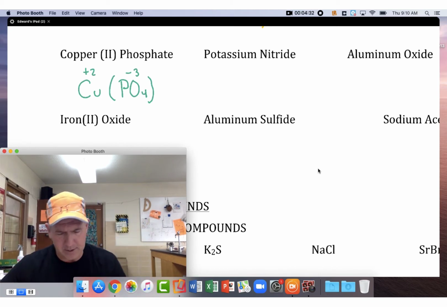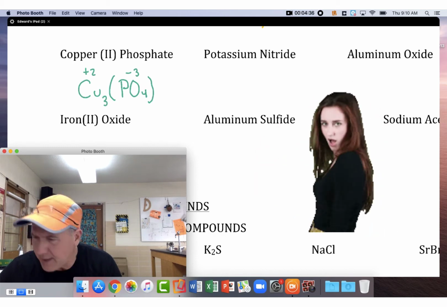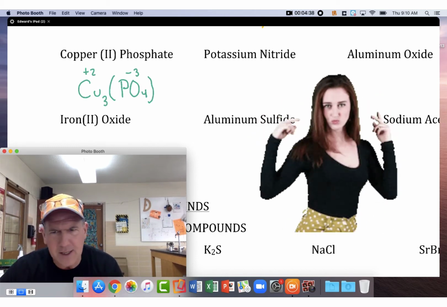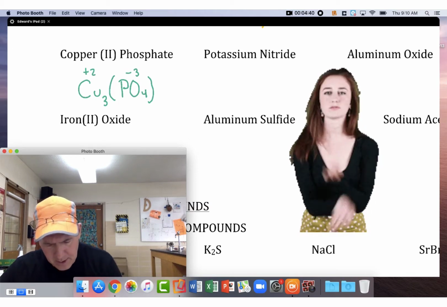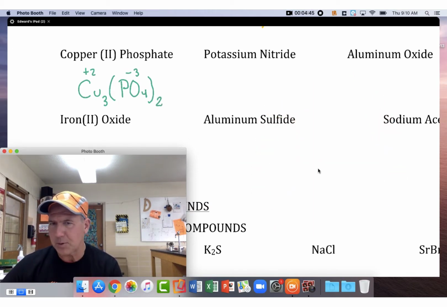Always crisscross. Take your 3, put it down here. Don't write the negative. It's just 3. And you're going to put your 2 outside the parentheses. Make sure you have those parentheses. If you don't have those parentheses, it makes it look like we have 42 oxygens. We don't want that. We want 2 PO4s. And that's it.